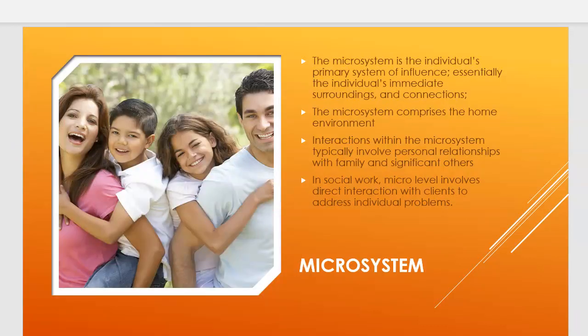Here is another slide that looks at the microsystem in more detail. It's the individual's primary system of influence, the immediate surroundings, the immediate connections and relationships. Typically involves personal relationships with the family and significant others. And for us as social workers, the micro level involves direct interaction with clients. We provide direct services on the micro level to the individual clients and maybe family that we're working with to address individual problems.